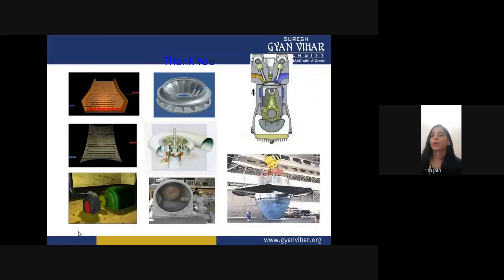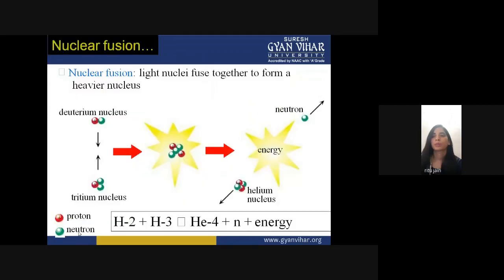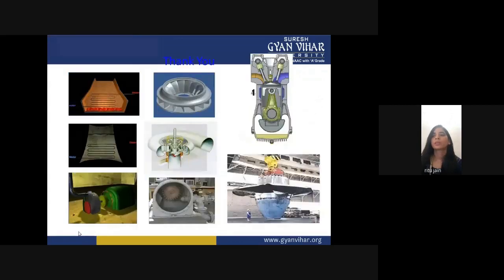If you have any query, you can ask me. The reference for this lecture is NPTEL and Generation of Electrical Power, written by B.R. Gupta. You can get the study material from NPTEL, and you can go through this book, where the nuclear power plant is well explained. Now we can summarize this nuclear power plant.